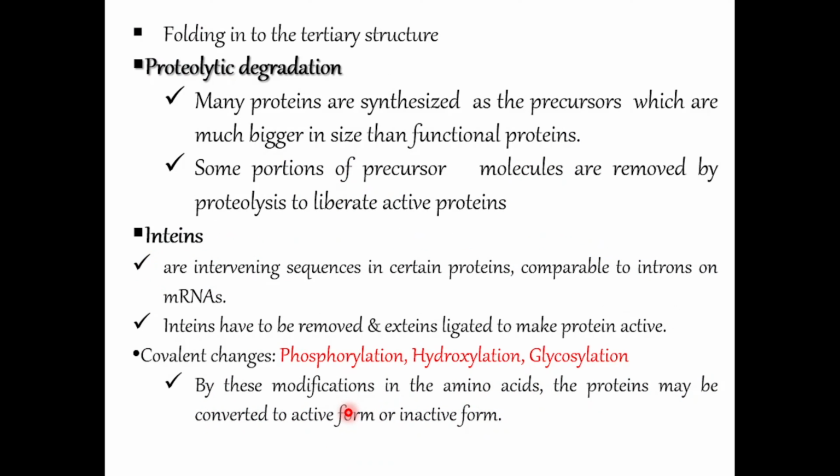For example, folding of protein into a tertiary structure, proteolytic cleavage where some portion of precursor molecules should be removed, inteins, which are like introns, should be removed, and covalent changes such as phosphorylation, hydroxylation, glycosylation are very, very important. Thank you very much.